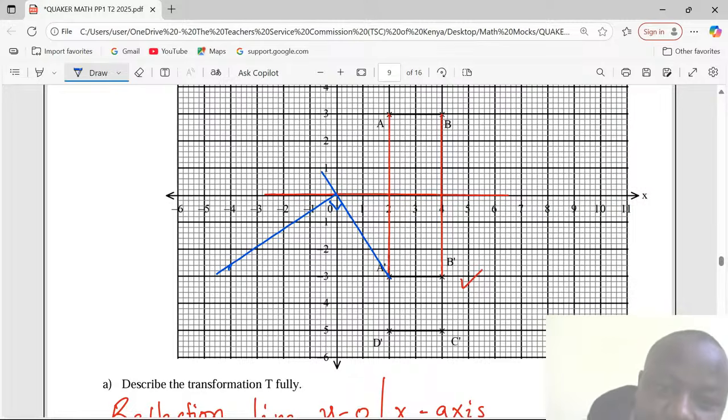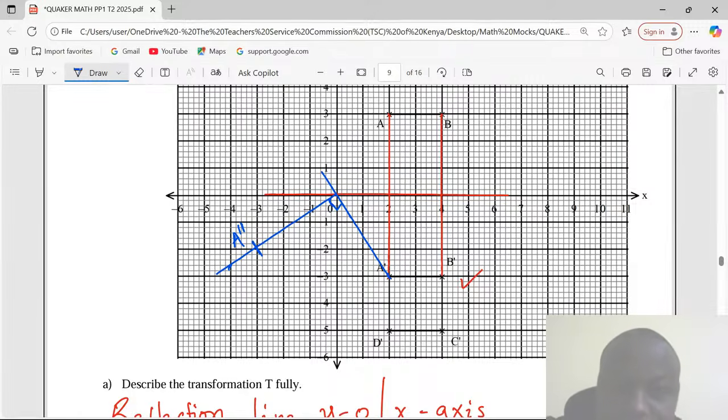Then I measure 90 degrees that way. After measuring 90 degrees in the clockwise direction, I'm supposed to mark off a distance equal to from A to the center. Now I measure the same distance along here, which is going to be here. So this is our A double prime that way.